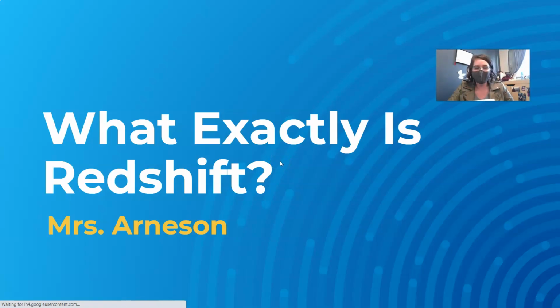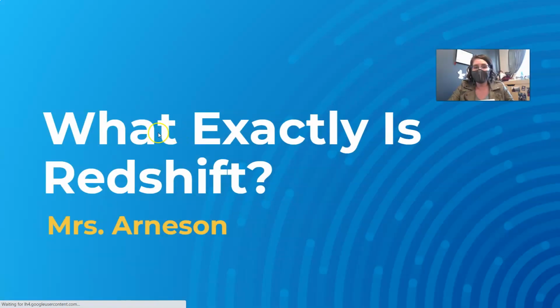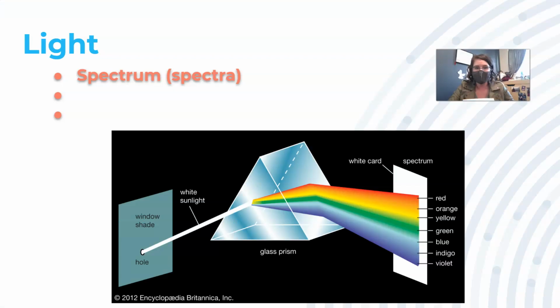Okay, great. All right, what exactly is Redshift? Okay, so on a piece of paper, you want to write what exactly is Redshift so that you know what these notes are titled, and you should probably put today's date and your name at the top so that I can know that it's yours.